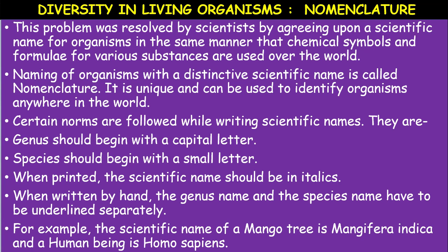For example, the scientific name of mango tree is Mangifera indica. Mangifera is the genus or specific? Genus. Indica is the specific. A scientific name includes two parts. The first portion is called the generic name and the second is called the specific name. For example, human beings: Homo sapiens. Always the generic name should be written with a capital letter and the specific name with a small letter.